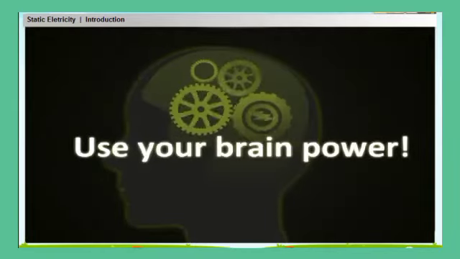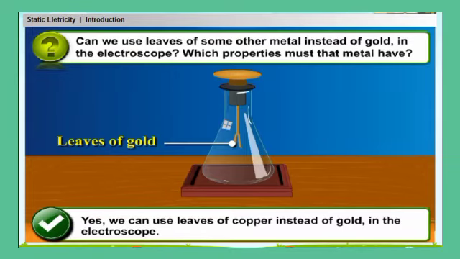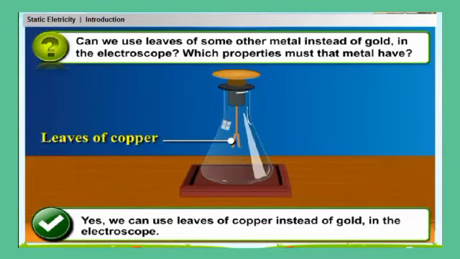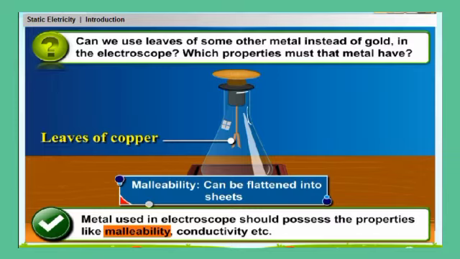Use your brain power. Can we use leaves of some other metal instead of gold in the electroscope? Which properties must that metal have? Yes, we can use leaves of copper instead of gold in the electroscope. Metal used in an electroscope should possess properties like malleability, conductivity, etc. Malleability means it can be flattened into sheets.